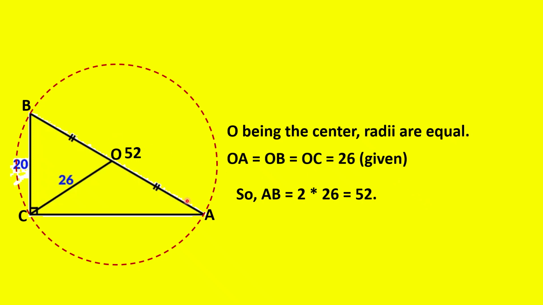OA radius is equal to OB radius is equal to OC radius. So radius OC is 26, radius OA will be 26, radius OB will be 26. So the diameter AB will be 2 into 26, 52. So this hypotenuse AB is 52.